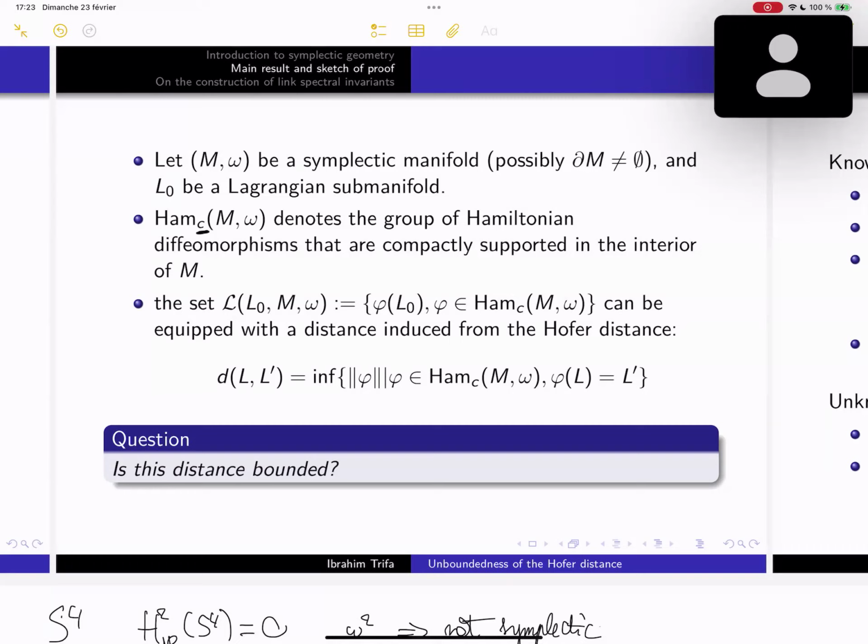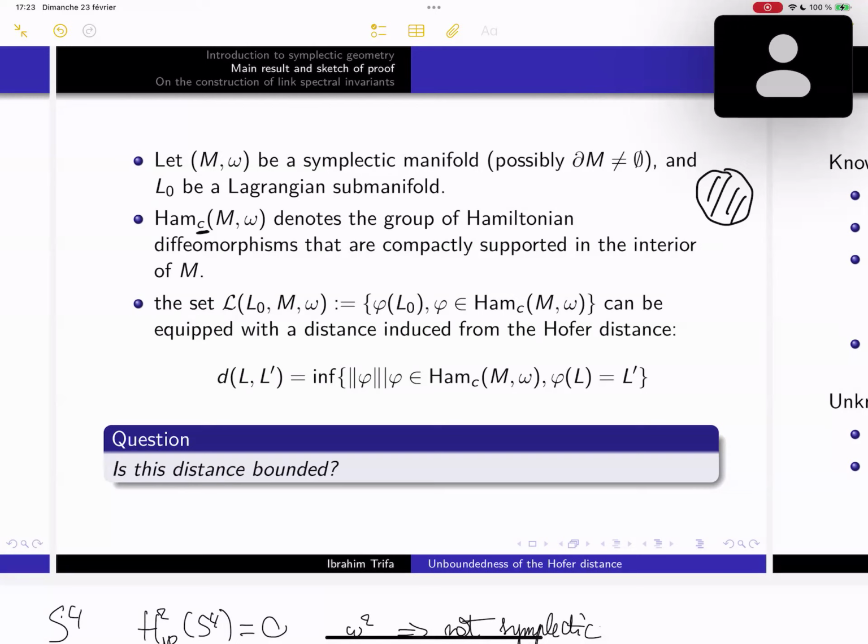Sorry, just one precision. What do you mean by a symplectic manifold with non-empty boundary? You mean on the interior there is a symplectic form? Yes, a symplectic form on the interior, and you have a boundary. Okay. So for instance, you can take the disk equipped with the standard symplectic form. This is a symplectic manifold with boundary.